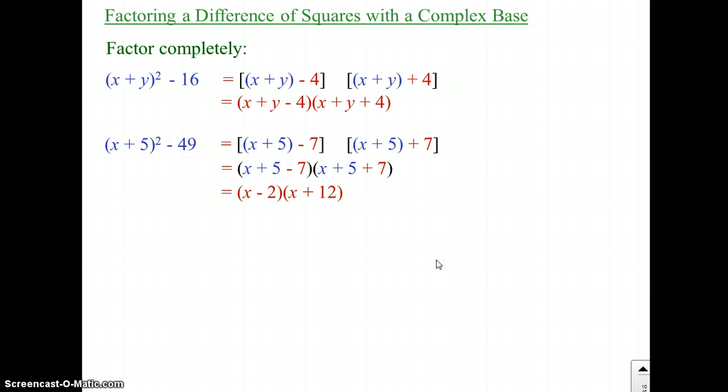All right. We're going to run out of time. I will have to stop this recording, and you guys will have to catch up. Look for the second screencast on complex bases, and we'll continue then.